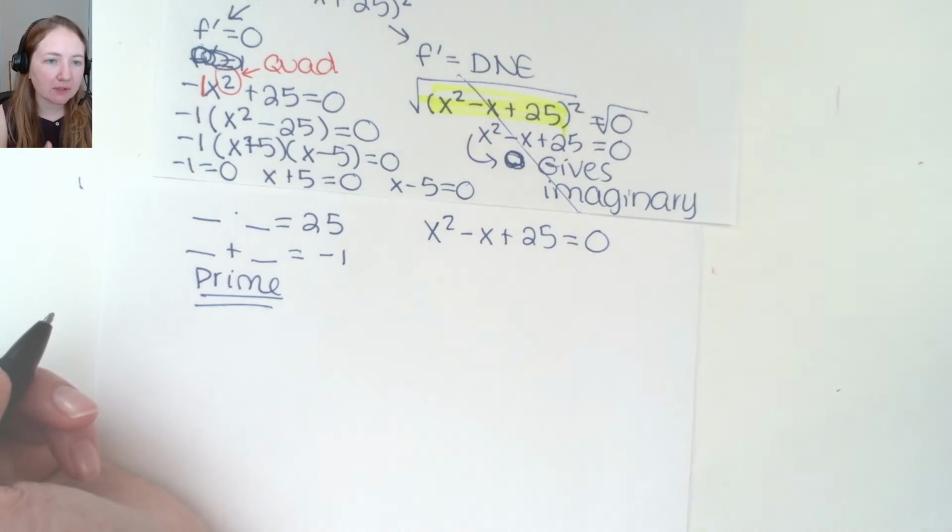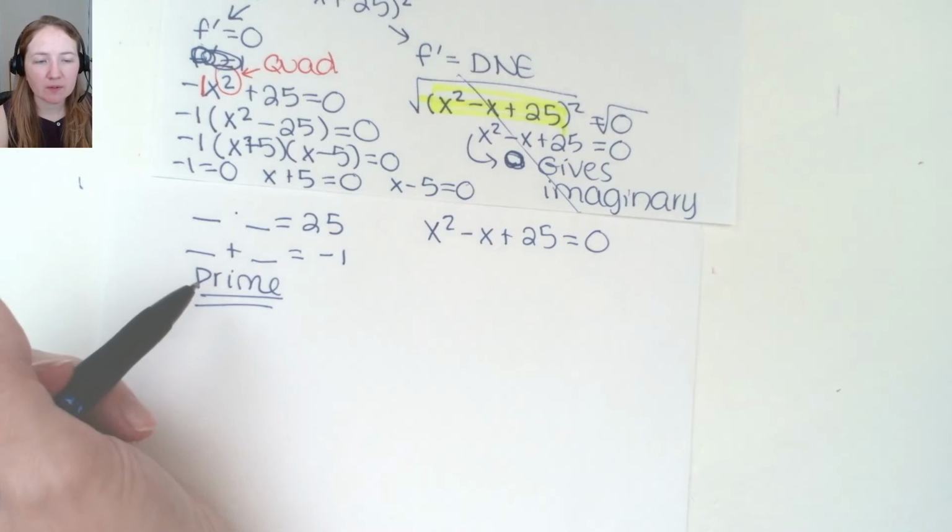Again, technically you need to use the quadratic formula to check whether they're imaginary or not. But as soon as you find something that is prime, most likely it is going to either give some crazy radical solution or it's going to give the imaginary solution.